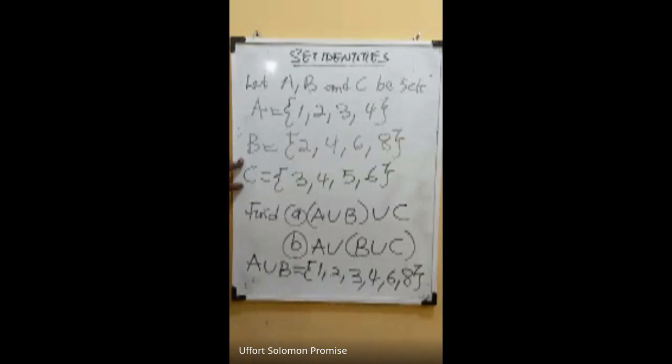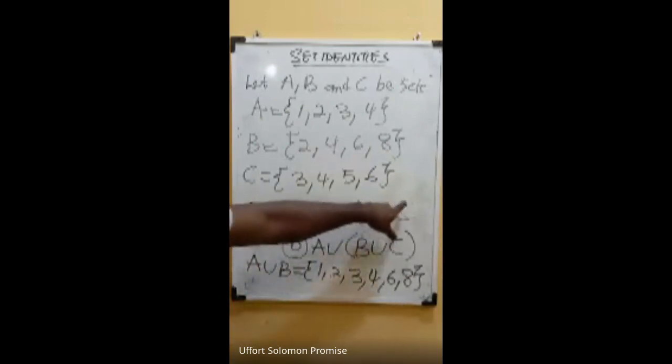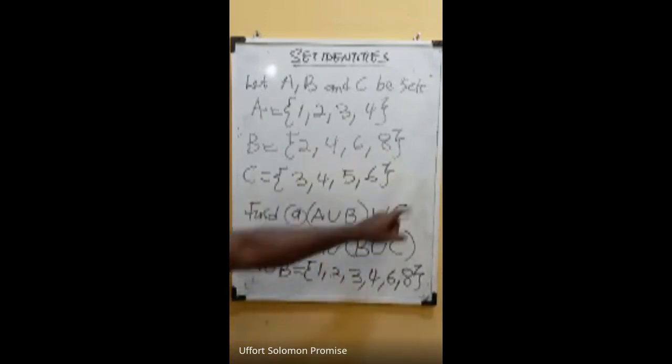So this is set C now. Set C is 3, 4, 5, 6. So what is A union B union C? You are going to assume this A union B to be a particular set. This question is telling you that you have found the solution for A union B, assume it to be a set. Let's call this set X. So you are now saying X union C, which is A union B union C.